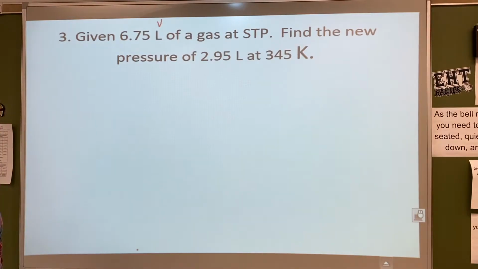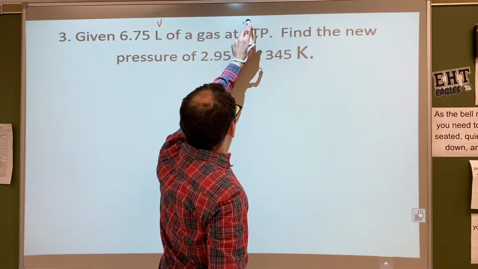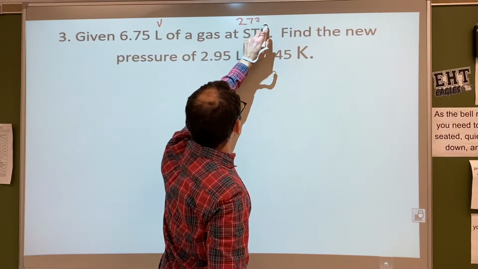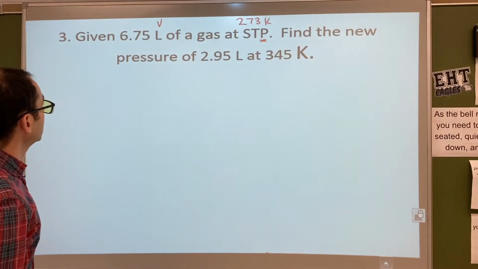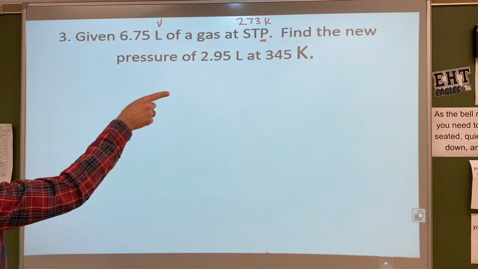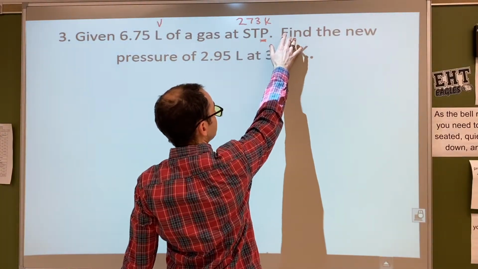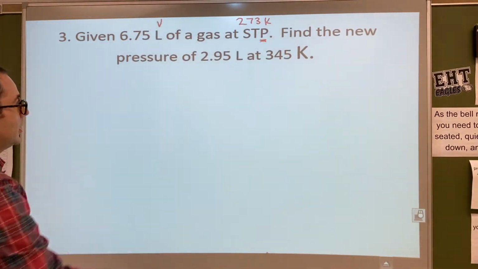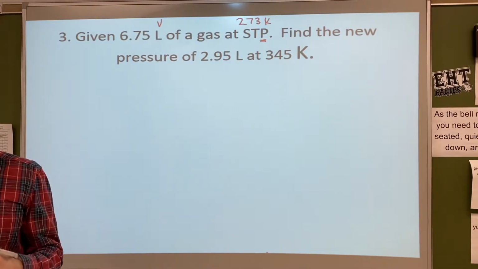a volume, right? Liters is a volume. We have a temperature. All right, it's at STP, so that's going to be 273 Kelvin. We have a pressure. All right, and it doesn't tell us what pressure we're going to be using, right? Because it just says find the new pressure of, you know, these things at that temperature. So that's kind of neat. That means you can pick. So you can pick whichever one you want to use.